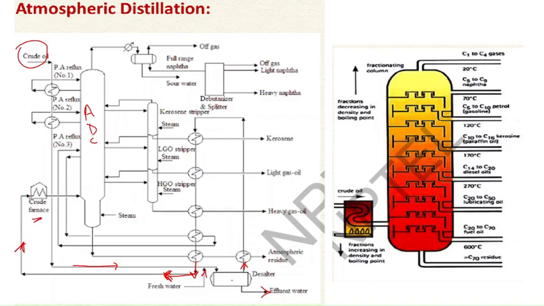crude furnace. Further, it gets heated up here, and this heated crude oil is flashed into our atmospheric distillation column, into our feed tray. And further, the lighter vapor cuts go above, and the heavier liquid portion goes below. So this liquid portion may also consist of some amount of lighter cuts.